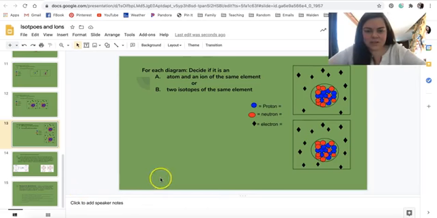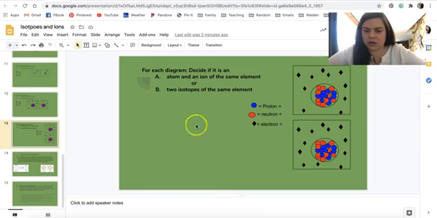So we're going to look today at how to tell the difference on a visual model to figure out if it's an atom and an ion or two isotopes. You're going to have some practice problems that look like this on the slide, and what you need to do is figure out if these two diagrams represent A, an atom and an ion, or B, two isotopes of the same element. And once you identify that, you can figure out what the answer is.